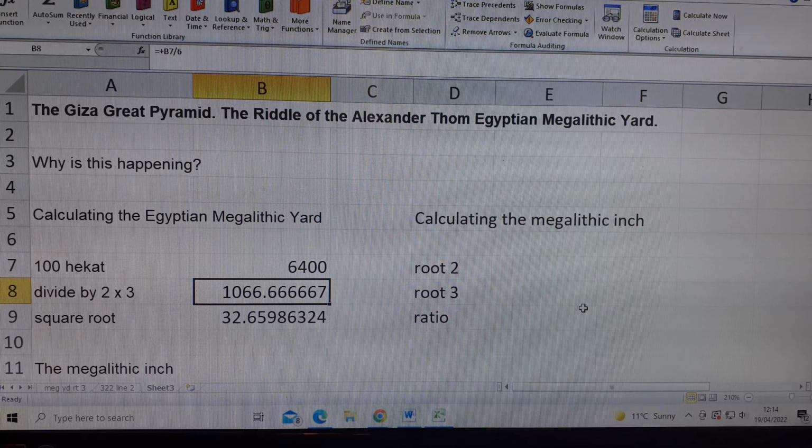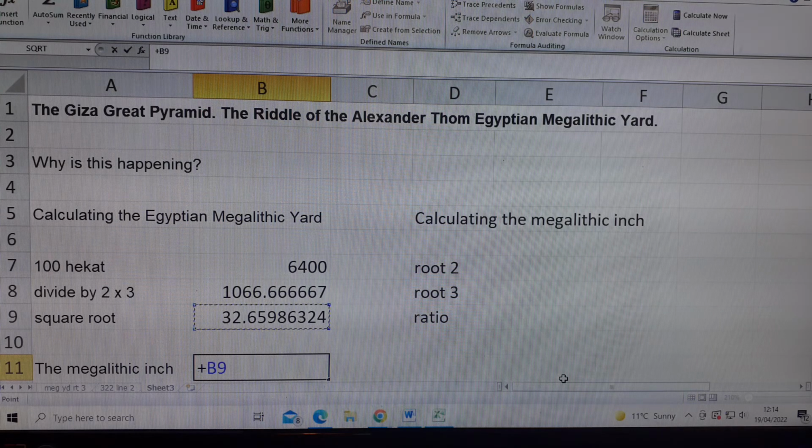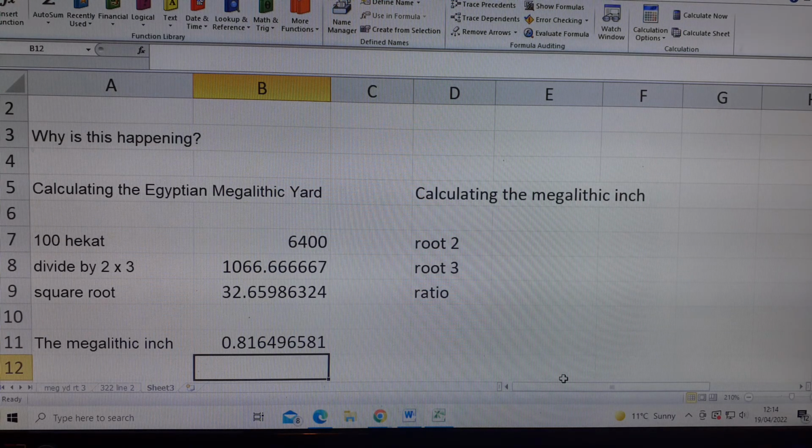And we can show that they knew this by calculating the megalithic inch. Now there are 40 megalithic inches in a megalithic yard, and the megalithic yard is stated in inches. Now this calculation is just based on pure number, but now we're going to have to put a unit in, and the unit is the imperial inch. So we put an imperial inch in the calculation. And if we divide that by 40, we get that for the megalithic inch. Now Thom had it at 0.816. Not a problem.